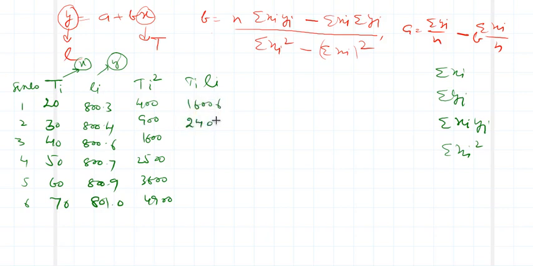Here it is 16006, 24012, 32024, 40035, 48054, then 56070, and I need to calculate their sum also. So for that I will proceed as follows. I need to sum up all the values.